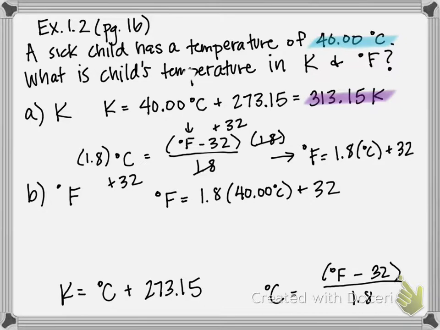So if we do 1.8 times 40, get that number, and then add 32 to it, we get that our Fahrenheit temperature is 104.00. Now that number should mean a little bit more to you. That's a pretty high fever for this child. So that's how you solve for Kelvin and Fahrenheit given degrees Celsius.